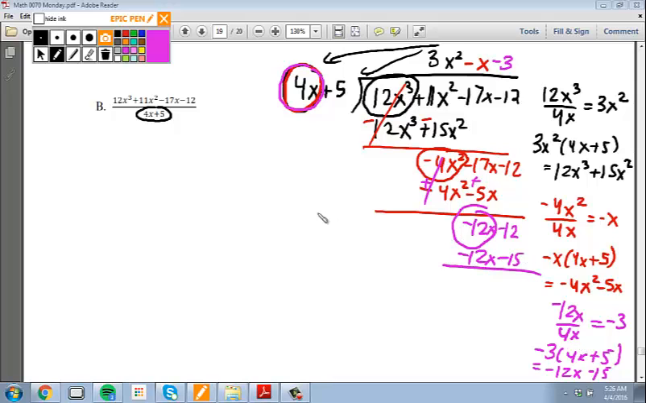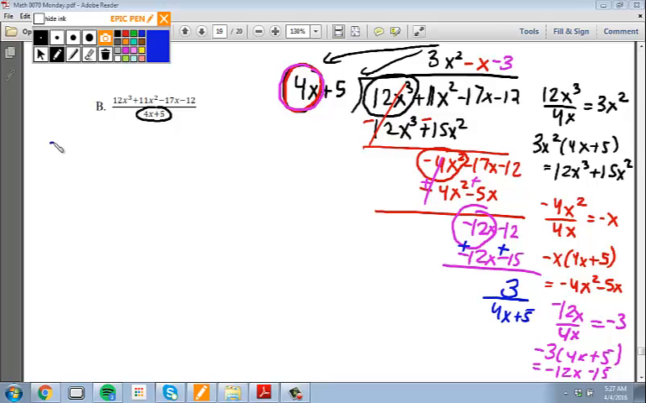And then remember, I have to subtract. So I have to change this to a plus, and that's to a plus. Negative 12 plus 12 is 0. Negative 12 plus 15 is a 3. So it's a remainder of 3 out of 4x plus 5.